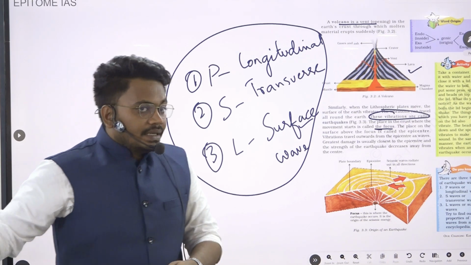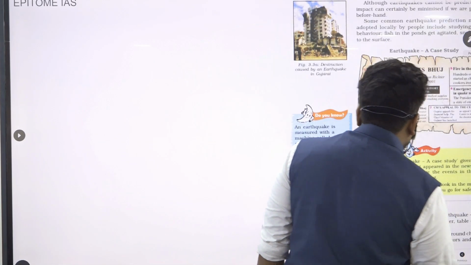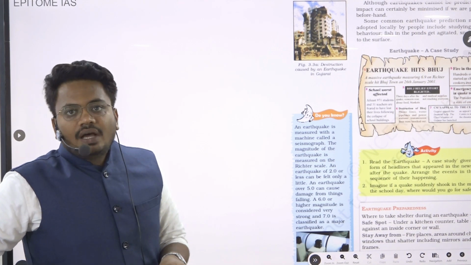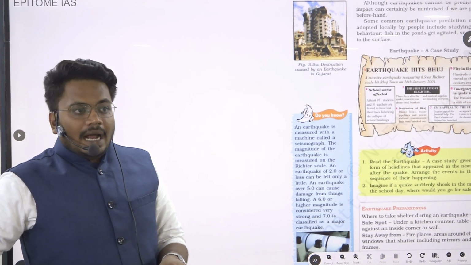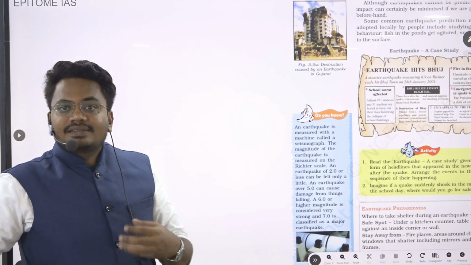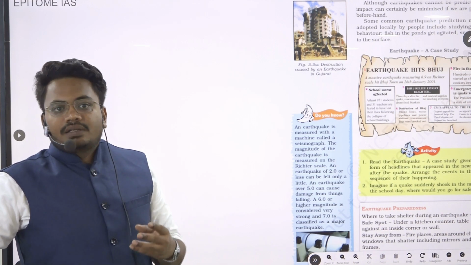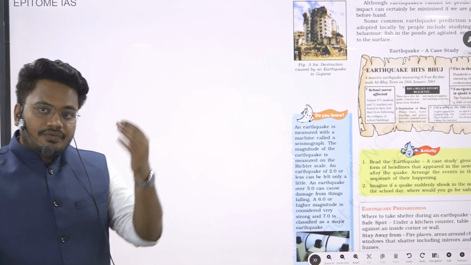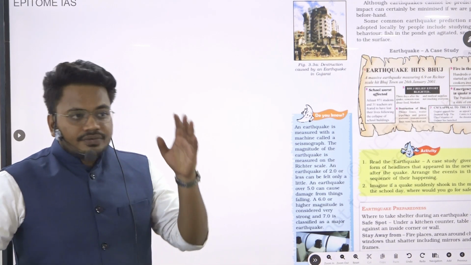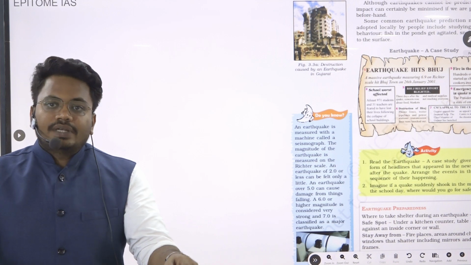So what is meant by Richter scale? What does a Richter scale do? The Richter scale measures the magnitude of the earthquake. And what does the Mercalli scale do? The Mercalli scale tells us the intensity of the earthquake. The Richter scale readings will be from 1 to 12, and the intensity scale, that is the Mercalli scale, will be 1 to 10.